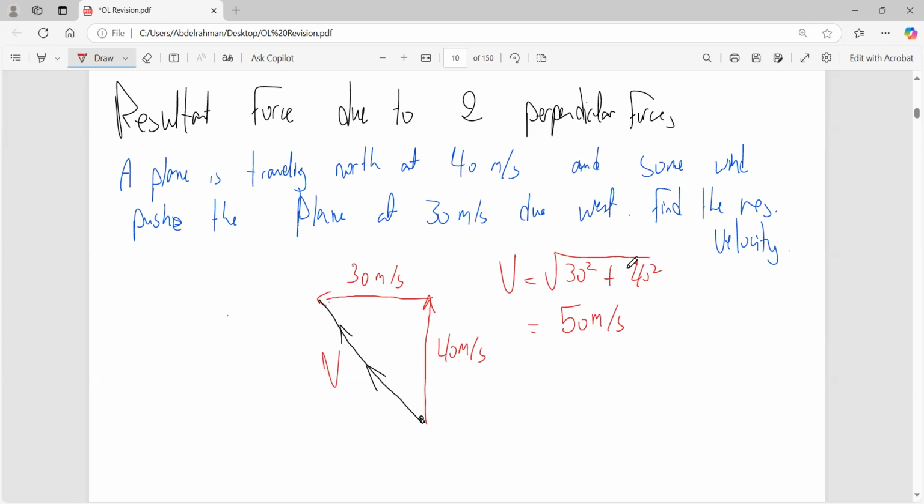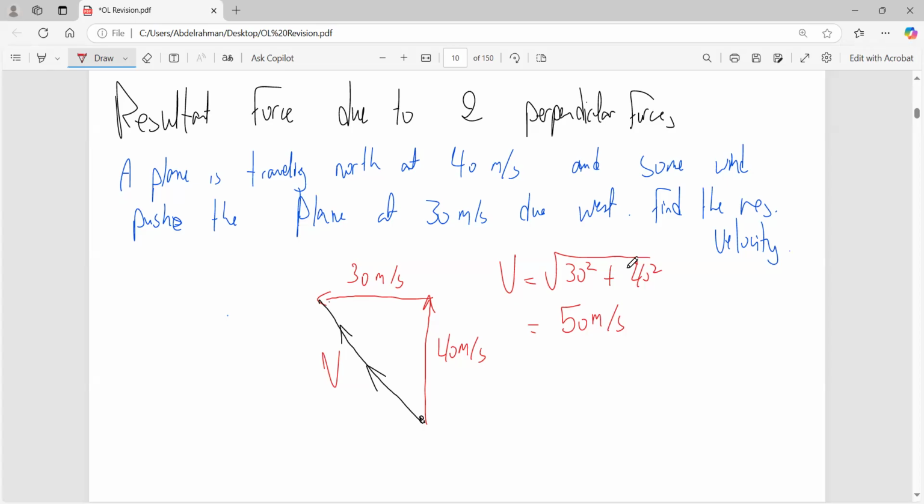The second question would be, I need to find the direction. Can you find the direction? Yes, you can. But you can't say that the direction is northwest. No, you need to find the angle, the degrees. He'd tell you with respect to the vertical, or with respect to the horizontal, or with respect to the west, for example.